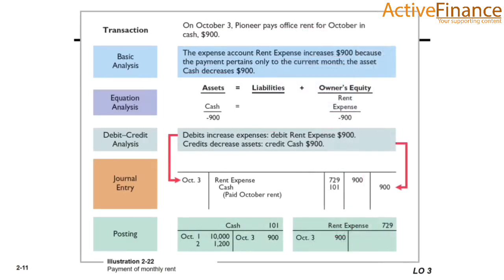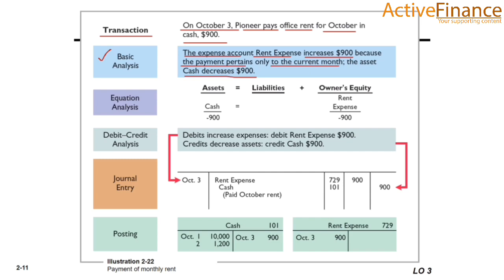In the fourth transaction, on October 3rd, Pioneer pays office rent for October in cash, $900. So Pioneer is paying the rent. So this is the basic analysis in which the expense account, rent expenses, increases 900 because the payment pertains only to the current month. The asset cash decreases.